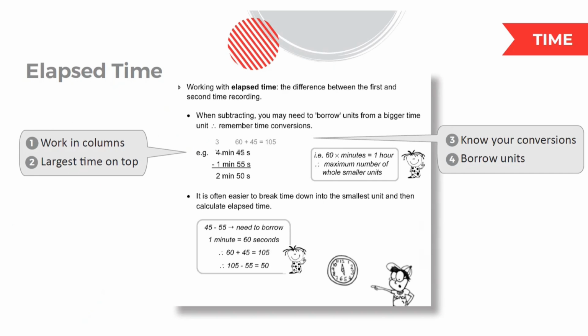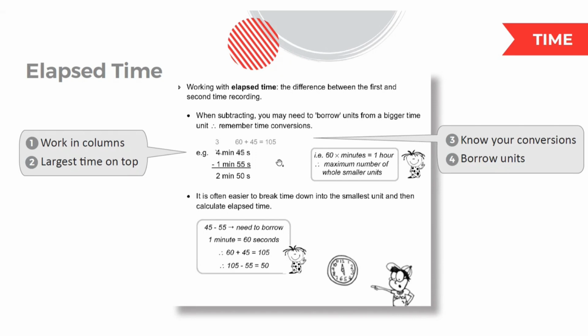Okay, elapsed time. So elapsed time poses some issues with our learners, and if they can just remember these 4 things, work in columns, just like they did when they learned addition and subtraction in grade 2, it makes it easy, it's visual. Then our largest time is on top. So 4 minutes is greater than 1 minute. Then know your conversions. So if I'm converting from minutes to seconds, I need to know that there's 60 seconds in a minute. And then to borrow, just like they did when they worked with regrouping.